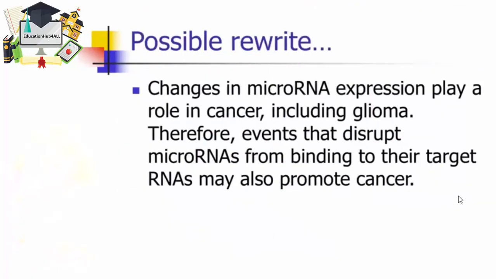So I took that passage and I rewrote it to try to fix some of these issues. I did not have the authors sitting right next to me while I was doing this edit, so I'm not 100% sure that this is what they were trying to say, but I think I got the gist of it. The rewrite says, "Changes in microRNA expression play a role in cancer, including glioma. Therefore, events that disrupt microRNAs from binding to their target RNAs may also promote cancer." Notice how much shorter and easier to understand this is compared with the original passage, but it still conveys the same ideas.